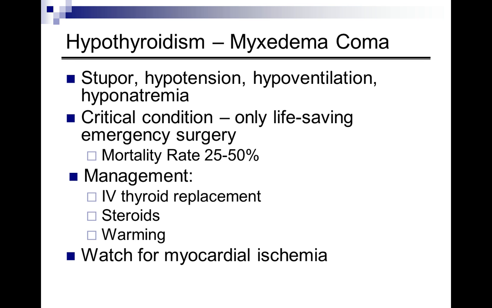Just like hyperthyroidism can lead to thyroid storm, so hypothyroidism can lead to something called myxedema coma. This is a condition where patients develop stupor, hypotension, they start to hypoventilate, and can even become hyponatremic. This can also be a very severe and even fatal condition.